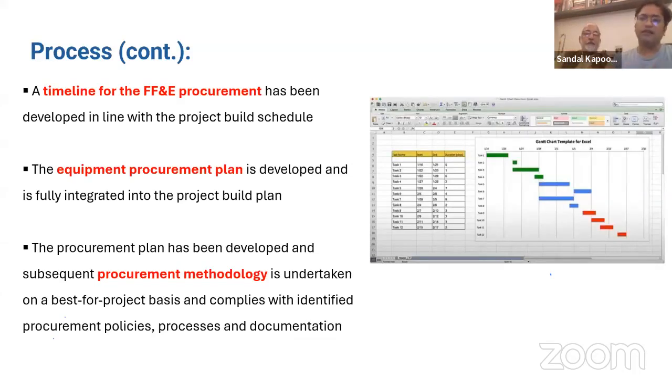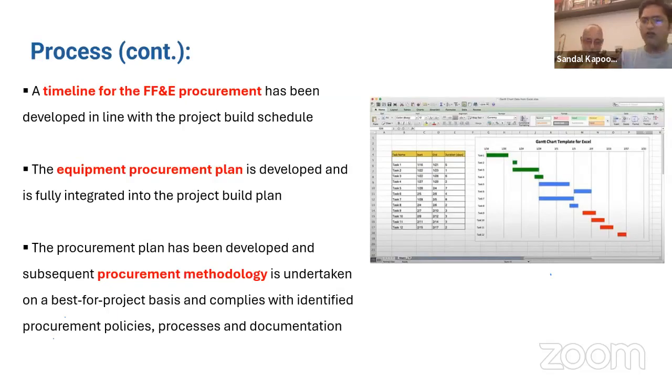Once our specifications are in place, we'll proceed ahead with a procurement plan, or we'll decide with all the stakeholders involved upon the timelines for the procurement. Like at what date or what time certain equipment has to be procured. So every equipment may have its waiting period.